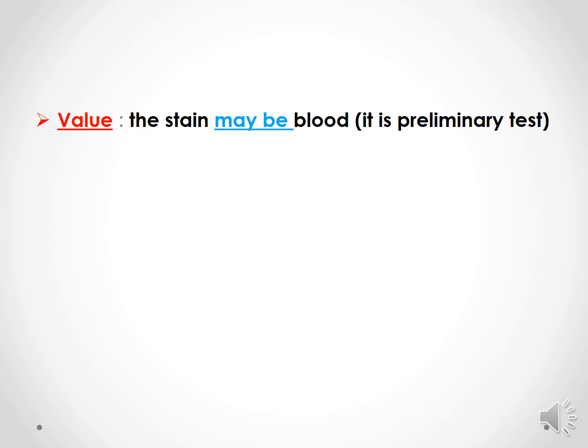Value: it is one of the screening tests, so the stain may be blood. Again, it is a preliminary test. Again and again, it is important to say in the phenolphthalein or guaiacum test, the value is that the stain may be blood.